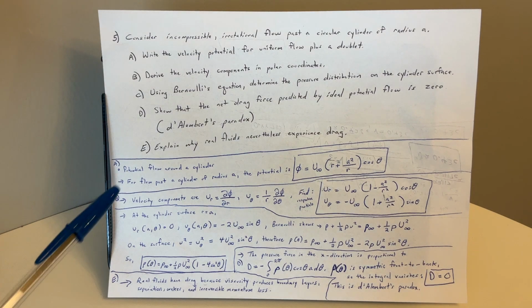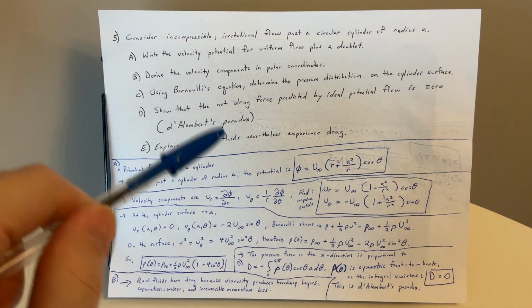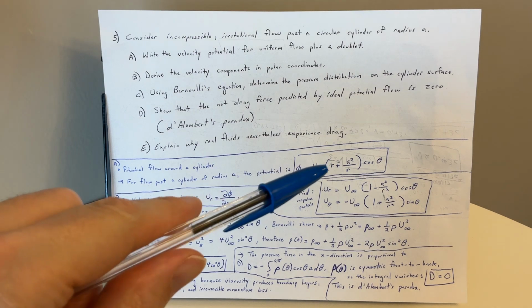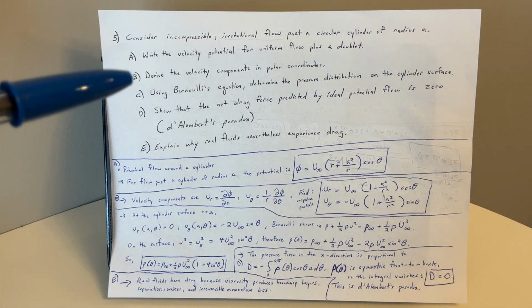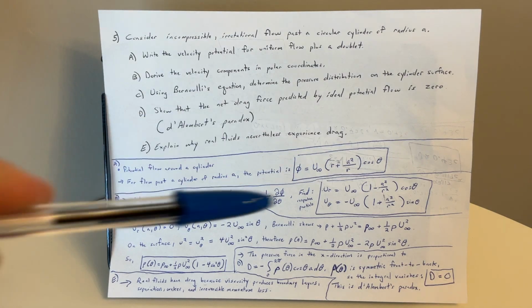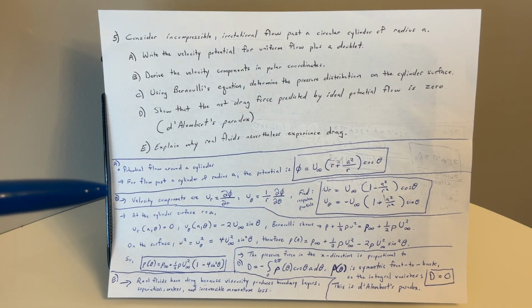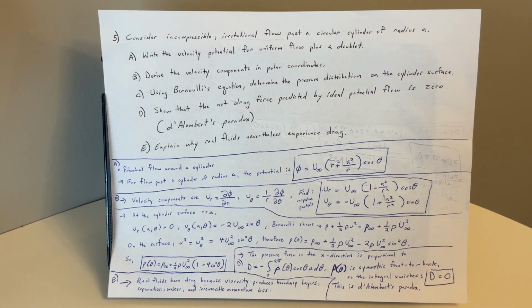Okay, so part A, potential flow around a cylinder. For flow past the cylinder of radius a, the potential is the following: phi equals U infinity times the quantity r squared plus a squared over r, times cosine theta. That's all for letter A, the velocity potential for uniform flow plus a doublet. For letter B, derive the velocity components in polar coordinates.